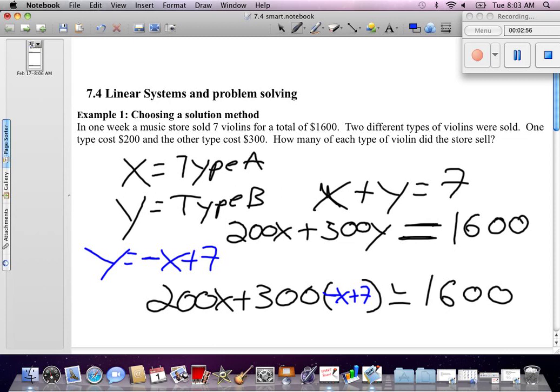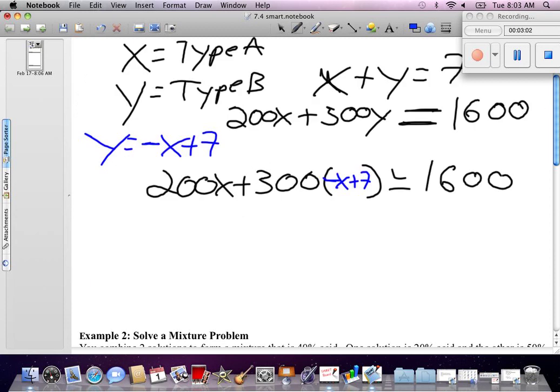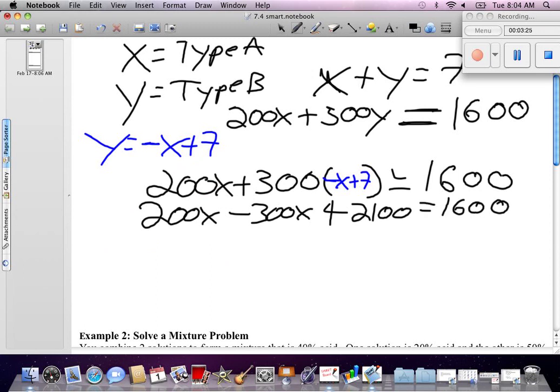Okay, is everybody with me so far? Kind of remembering substitution a little bit? So now I'm going to distribute that 300, and I'm going to get 200x minus 300x plus 7 times 300 is 2,100, so that's 2,100 equals 1,600. Now I'm going to combine like terms. 200 minus 300 is negative 100.